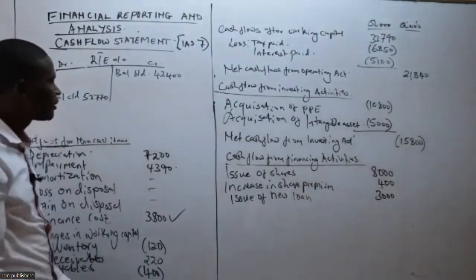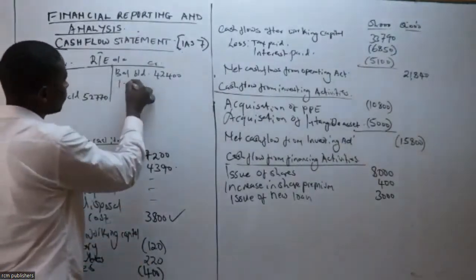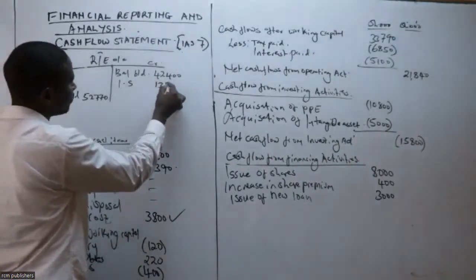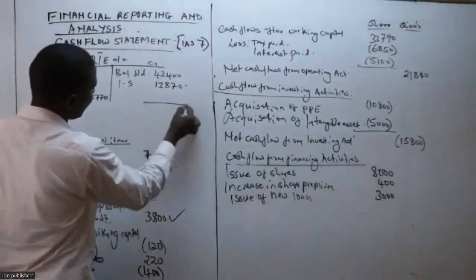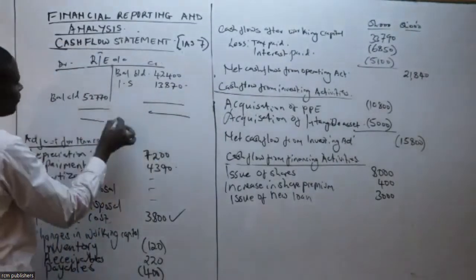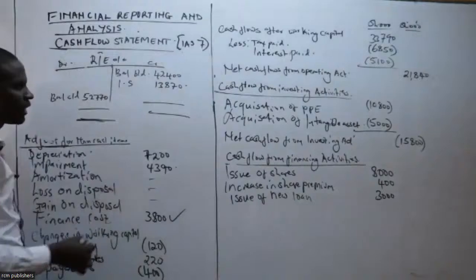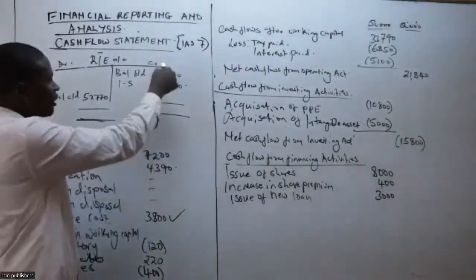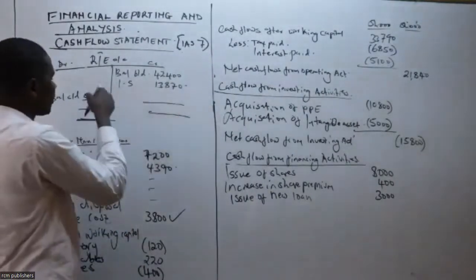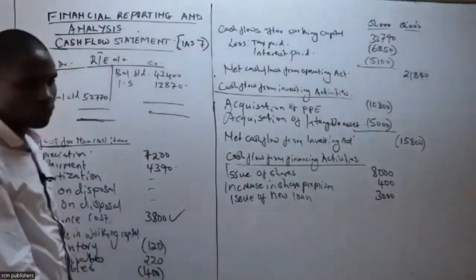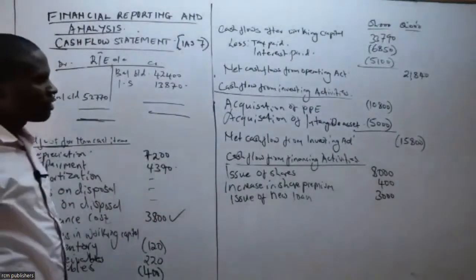13,870. So from the income statement, you have 13,870. And then whatever you get here, the balancing figure, will be the dividend paid. So can you add this side for me? Add for me. The faster you do it, the better.